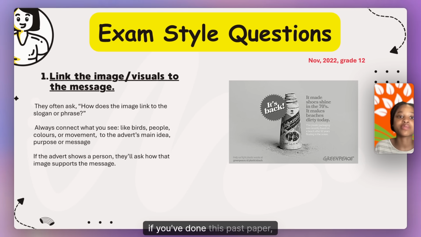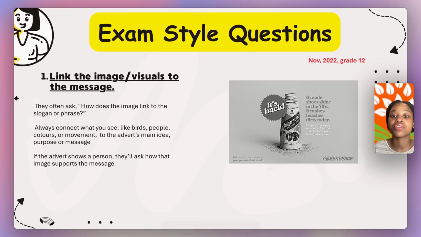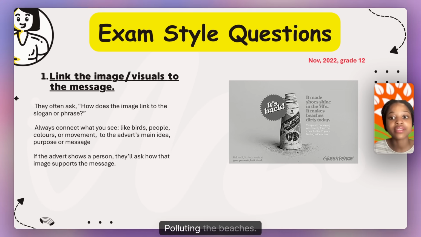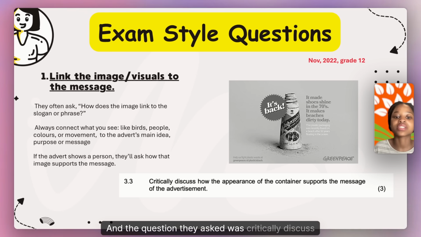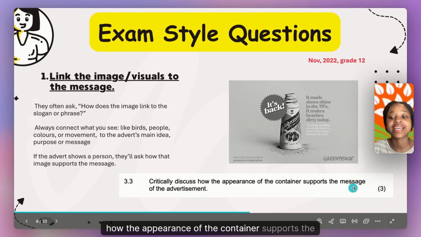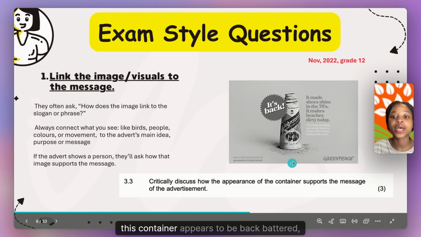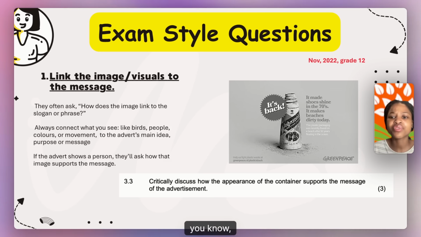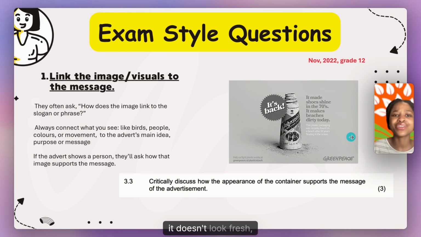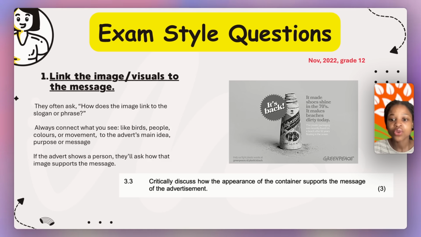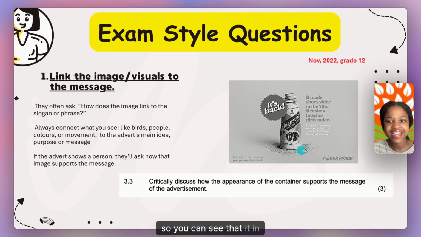So this ad, if you've done this past paper, I will summarize. If you haven't done this past paper, I'll summarize it. This ad was raising awareness of containers and plastic making beaches dirty, polluting the beaches, right? And the question they asked was: critically discuss how the appearance of the container supports the message of the advertisement. As you can see, this container appears to be battered, and there's a lot of wear and tear. It doesn't look fresh, it looks like it's old. You can see that it looks very dirty, right?